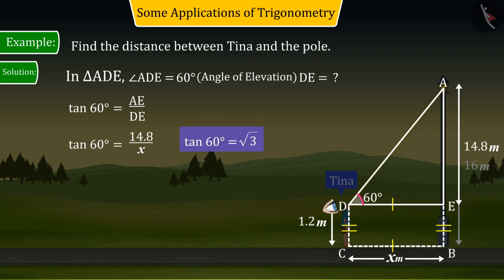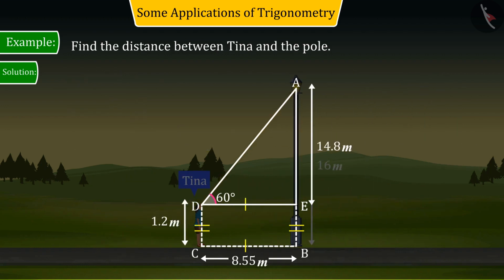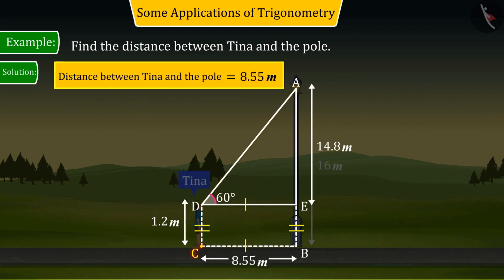And we know from the trigonometric ratio table of specific angles that the value of tan 60 degrees is square root 3. By solving all these values obtained in the above equation, the value of x is obtained as 8.55 meters, with the help of which we can say that the horizontal distance of the pole from the place where Tina is standing is 8.55 meters.